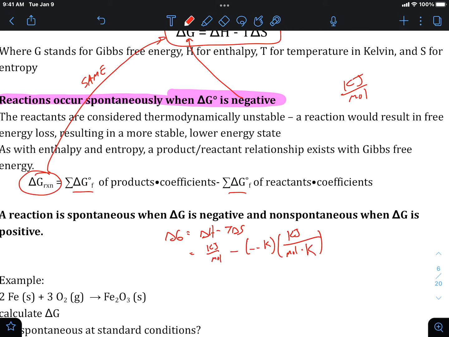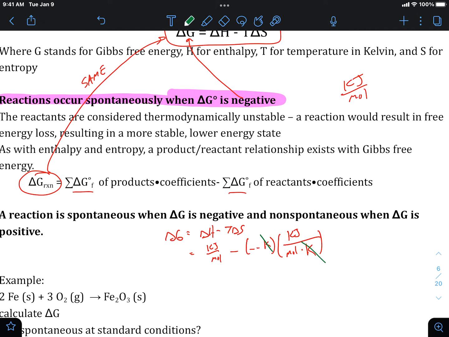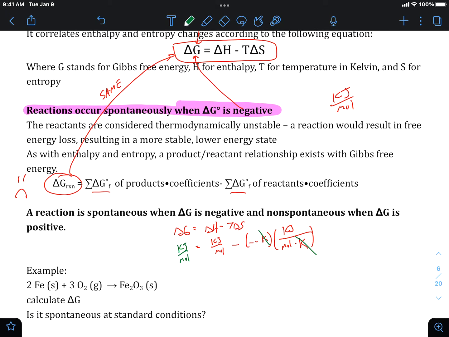And so because the entropy has the Kelvin component, in order for the cancellation, you have to multiply the entropy by the temperature in Kelvin. And then at that point, now you're just subtracting kilojoules per mole from kilojoules per mole. And hence your unit will be in kilojoules per mole. All right.